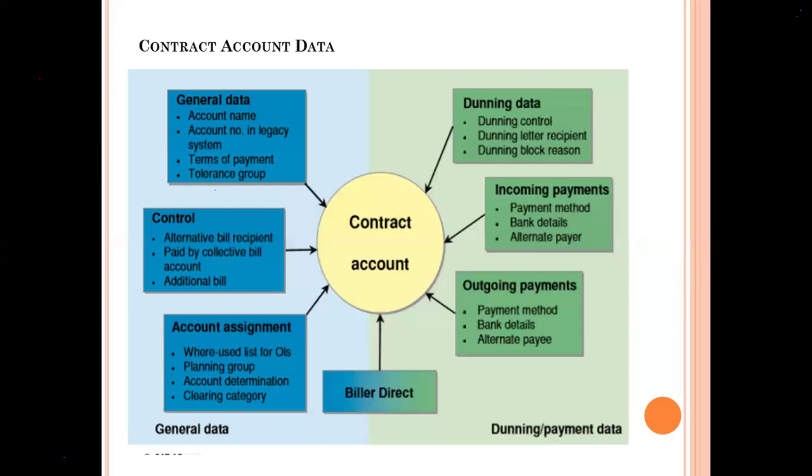Similarly, first is if he is a good person, he is paying. If he will not pay, what processes will the company take? That is called dunning. Dunning means warning. Dunning has its own dunning control, which defines when it should be executed, after how many days if the person is not paying. Dunning letter receipt: what are the levels of letters they have to send to the consumer?